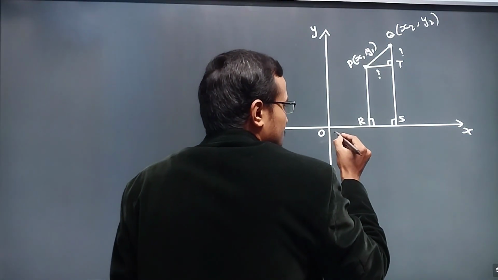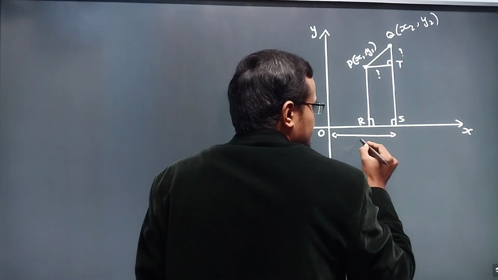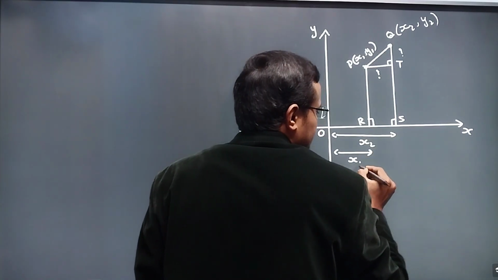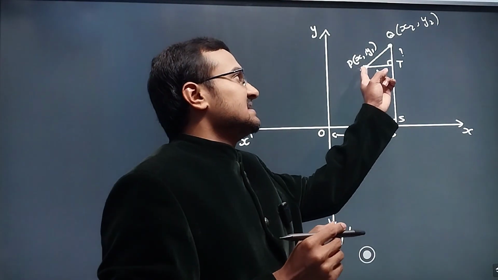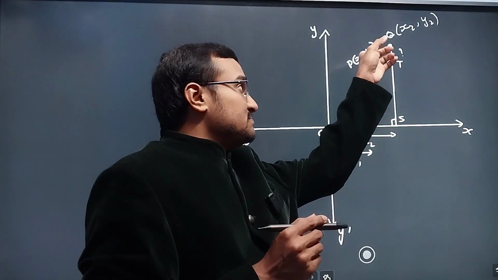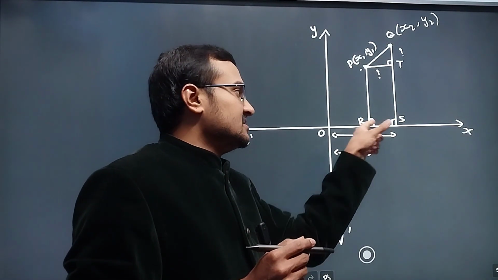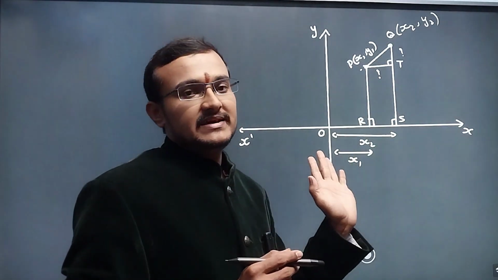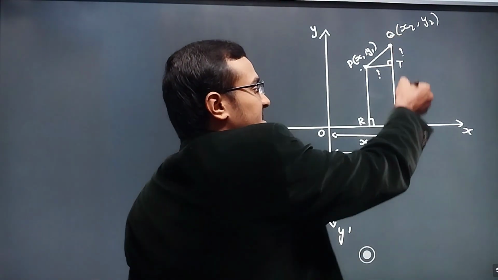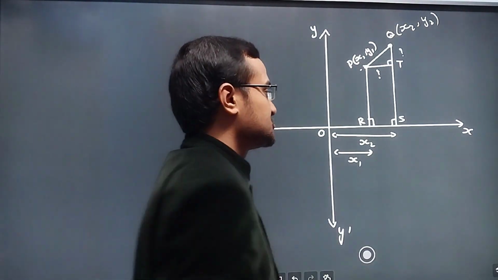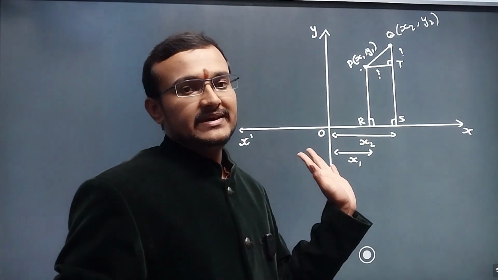So here OS is x2 and OR will be x1, because P is lying at x1, y1, and from P we have drawn the perpendicular line. So this R is at x1. So that means OR value will be x1, and from Q we have drawn the perpendicular line to x-axis. So that means S will be at x2. So that's why OS will be x2.